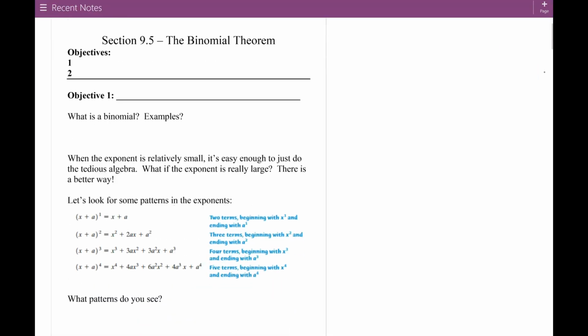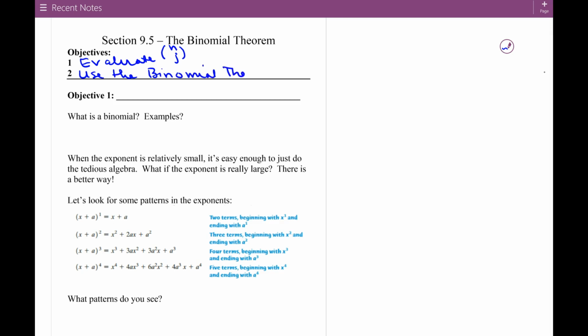Section 9.5 is about the binomial theorem, and it has two objectives. The first one is to evaluate this new quantity that we're going to learn about with an n and a j, one on top of the other in parentheses. And the second objective is to use the binomial theorem.